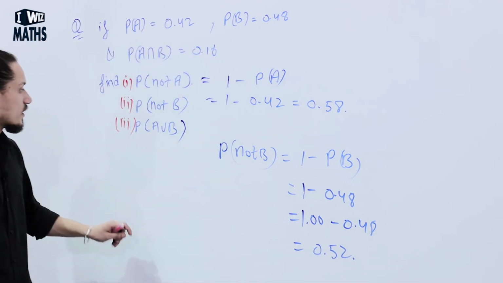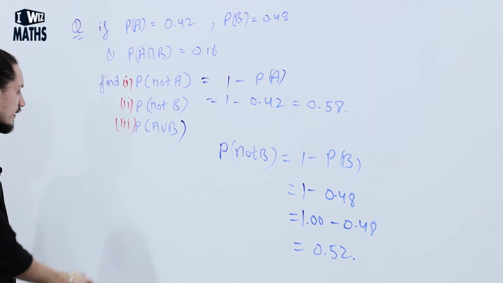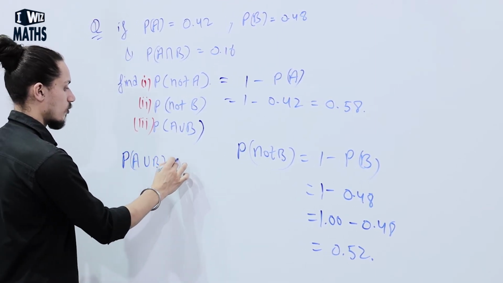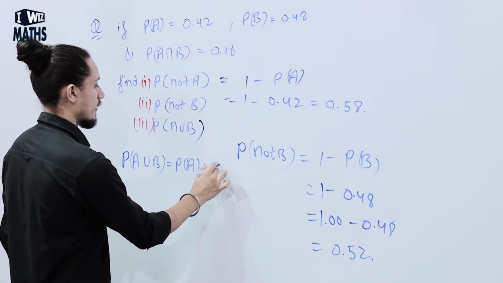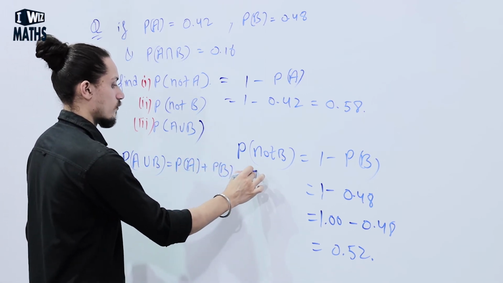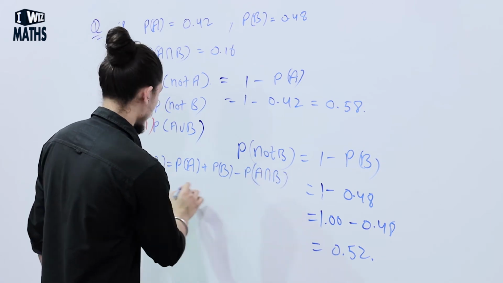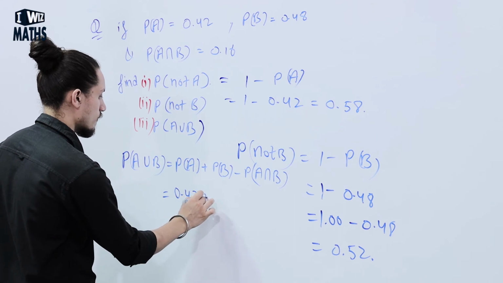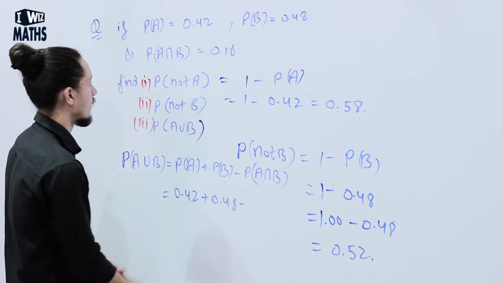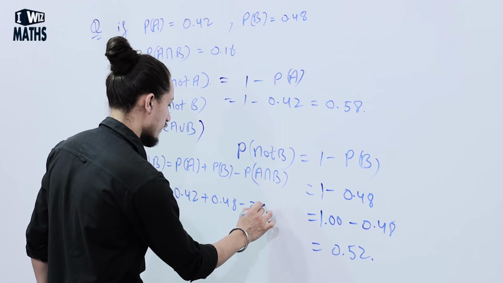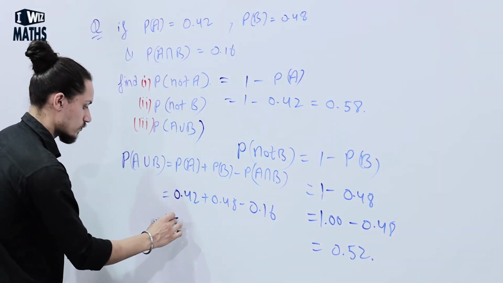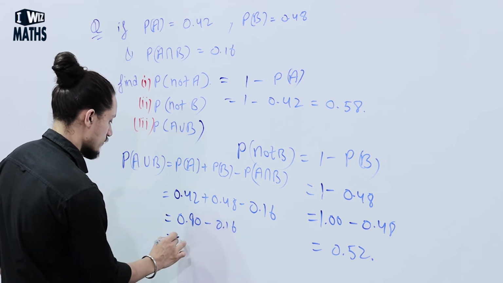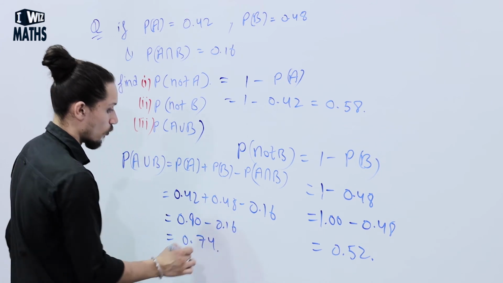Okay, last part is we have to find probability of A union B. We know probability of A or B is equal to probability of A plus probability of B minus probability of A intersection B. तीनों की वैल्यू है हमारे पास. First one is 0.42 plus 0.48 minus 0.16, which is equal to 0.90 minus 0.16, which is equal to 0.74, and hence the result.